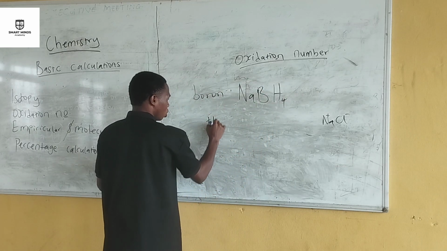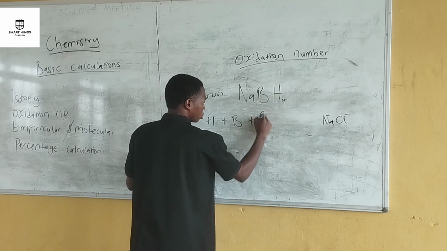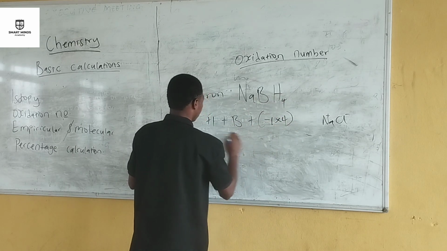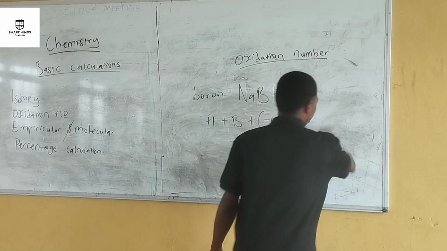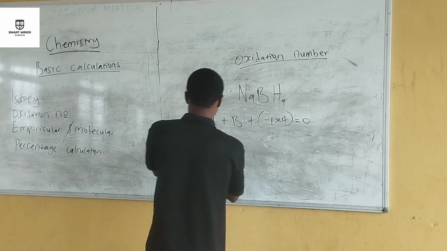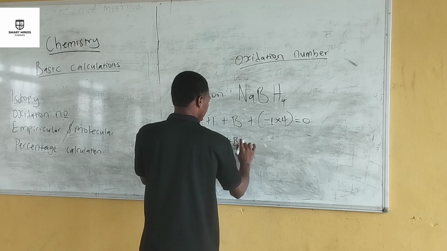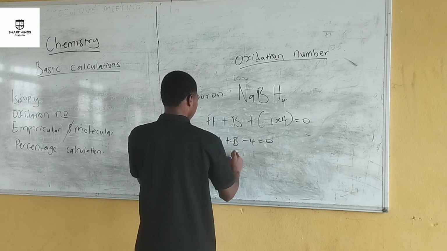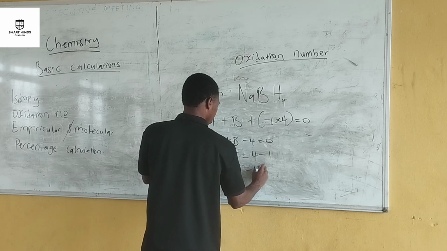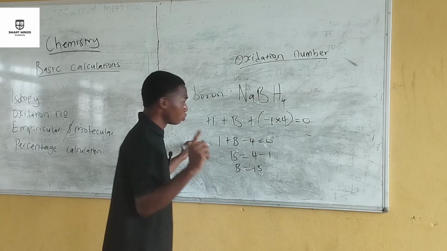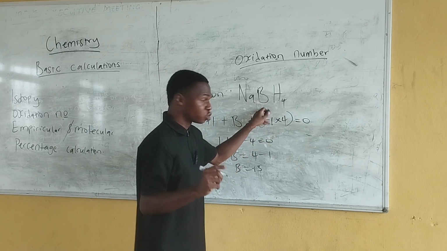So if this is plus 1 plus B plus minus 1 times 4, we have all equals to 0. We have 1 plus B plus minus 4 equals to 0. We cross over. We have B to be equal to 4 minus 1. B is equal to plus 3. Now, note, the reason why we took hydrogen to be minus is because it's reacting with metals. So it will be the minus.